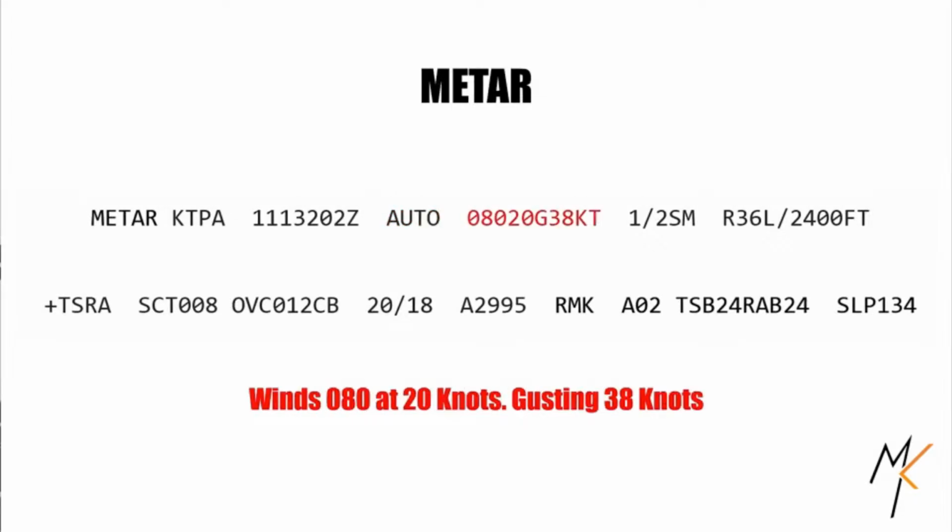Next is our information about the winds. So winds are at 080 at 20 knots, gusting to 38. The 080 is our compass heading, the direction the wind is coming from, and the 20 indicates our winds, but also it can gust to 38 knots.